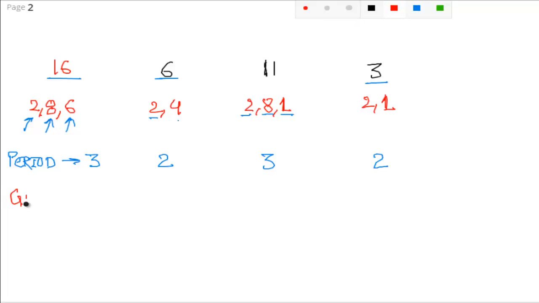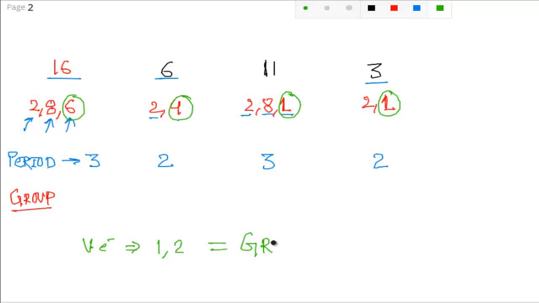Group is again simple, guys. If you want to find the group, first you concentrate on valence electrons. And what is valence electron? Valence electron is basically the number of electrons present in the outermost shell. So the number of valence electrons is 6 here, 4 here, 1 here, and again 1 here, right? If your valence electron is either 1 or 2, the group number will be equal to the valence electron. If the valence electron is 1, group number will be 1. If the valence electron is 2, group number will be 2.